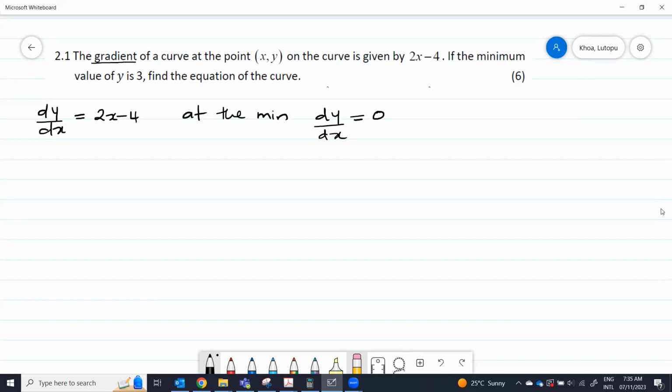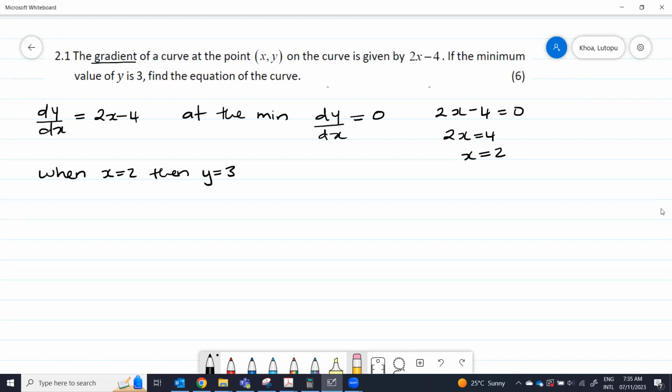So what we do is we solve. So we have 2x minus 4 is equal to 0. So 2x is equal to 4. That means x is equal to 2. So this is the x value when y is the minimum. So that means when x is 2, then y is equal to 3.